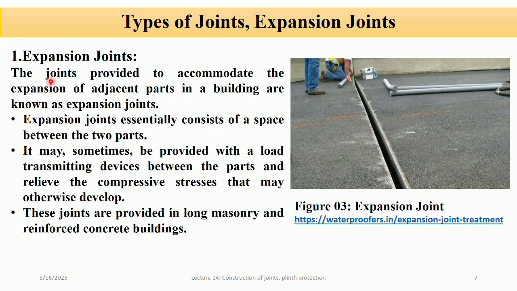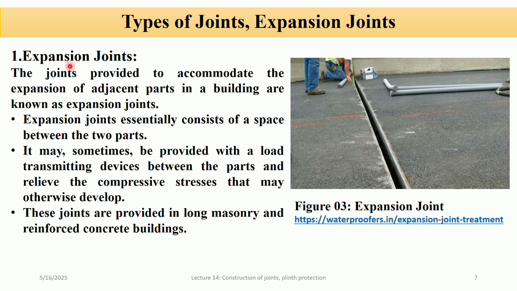Expansion joints. The joints provided to accommodate the expansion of adjacent parts in a building are known as expansion joints. Expansion joints are a special type of joint introduced in buildings to allow movements due to thermal expansion. When different parts of a building expand because of rising temperature, they push against each other if no space is left to accommodate this movement. Compressive stresses develop, which can lead to cracking or structural damage.